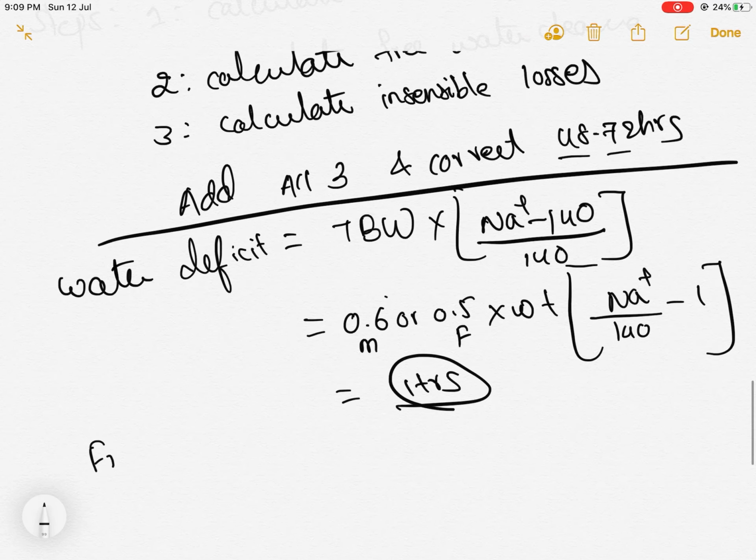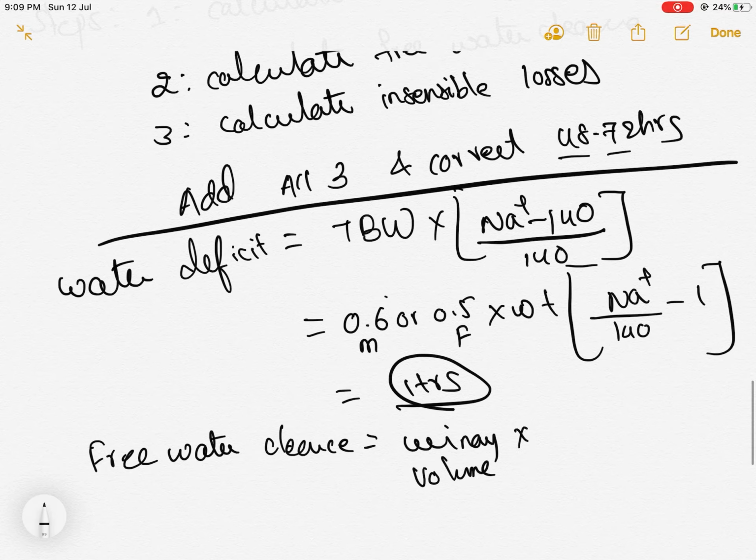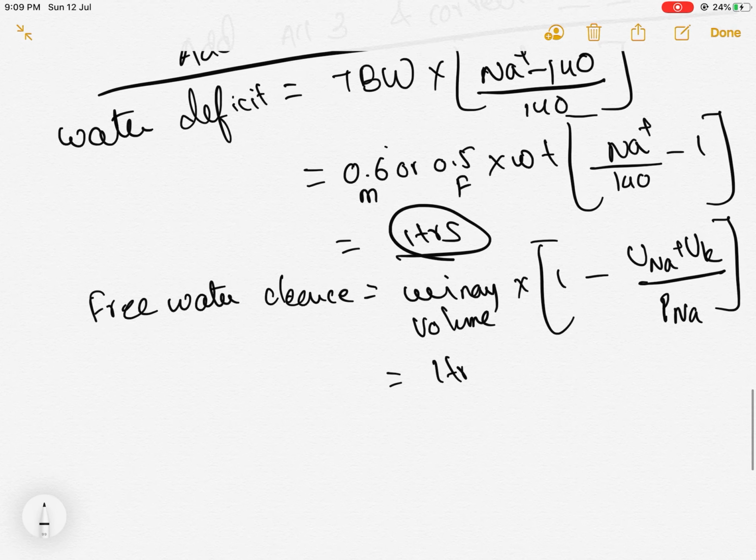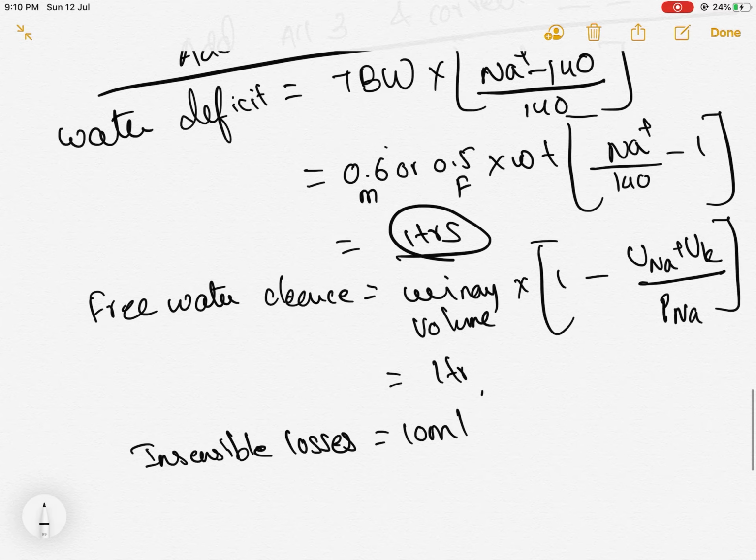Now free water clearance is urinary volume multiplied by 1 minus (urinary sodium plus urinary potassium) divided by plasma sodium. So this will again be in liters. So insensible losses is equal to 10 ml per kg. If the patient is febrile, you have to take it as 15 ml. If the patient is on ventilator, you have to take 7 ml.